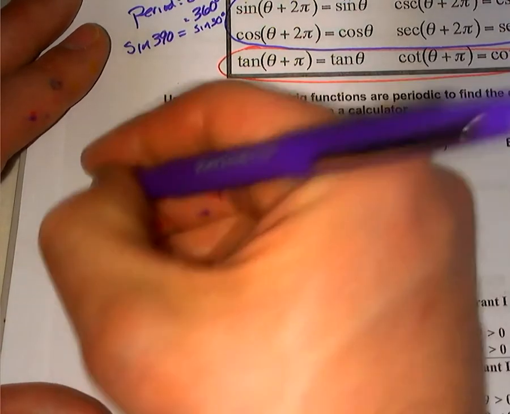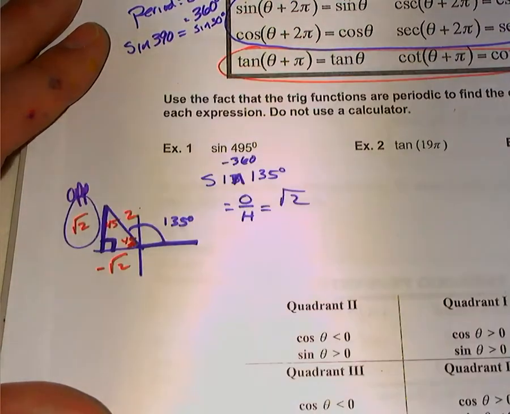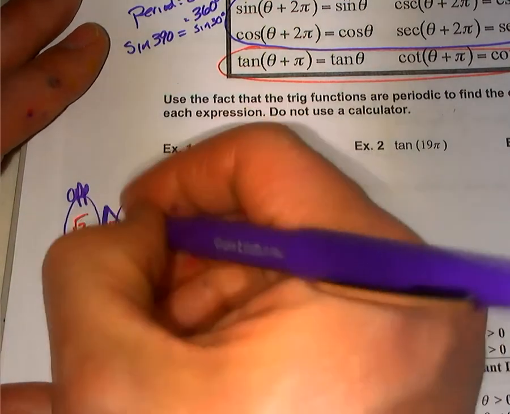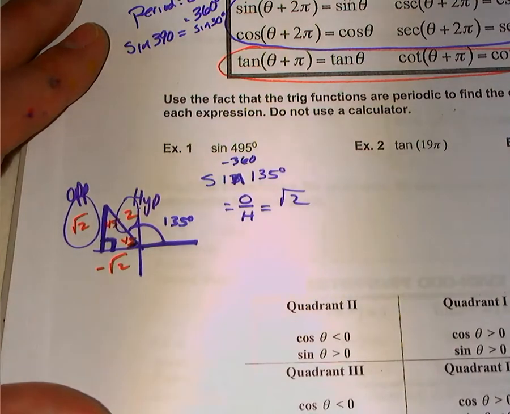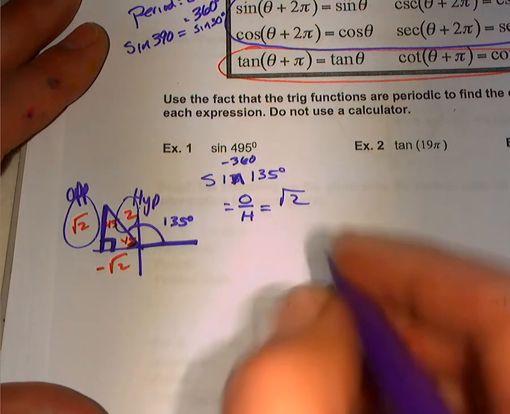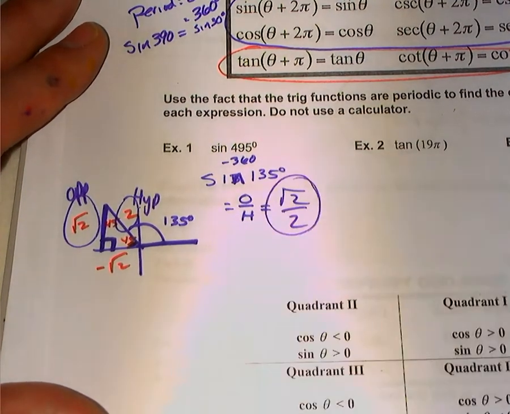So this guy is opposite. And which one's hypotenuse? The 2. This is my hypotenuse. From this reference angle, always the angle closest to the origin. So final answer there is root 2 over 2.